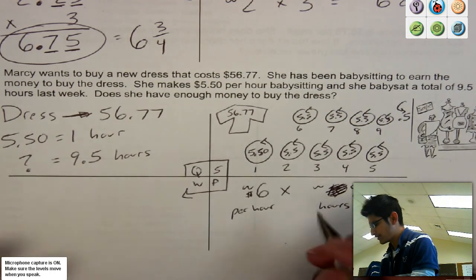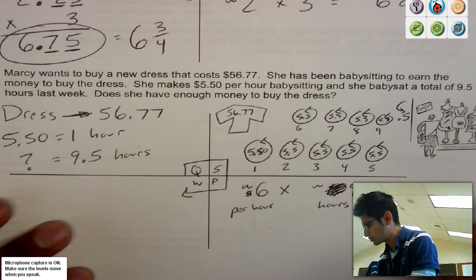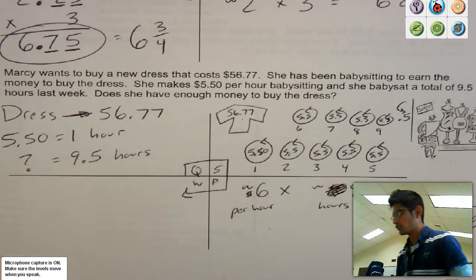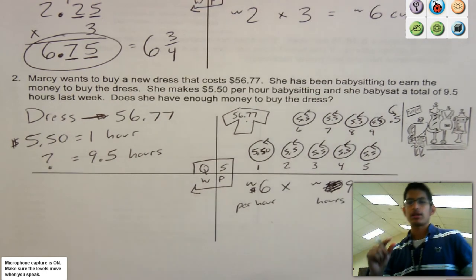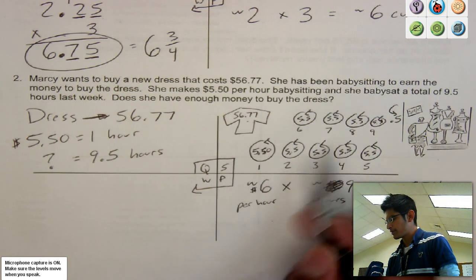And so will she have enough money to buy the dress? I'm going to say yes, she will have enough. Oh, no, she won't. Sorry. No, because the dress costs $56 and she needs $50, and I predict she'll make $54. So my prediction is she's going to be a little bit short. Okay? So what I did here is I multiplied using the easier numbers.